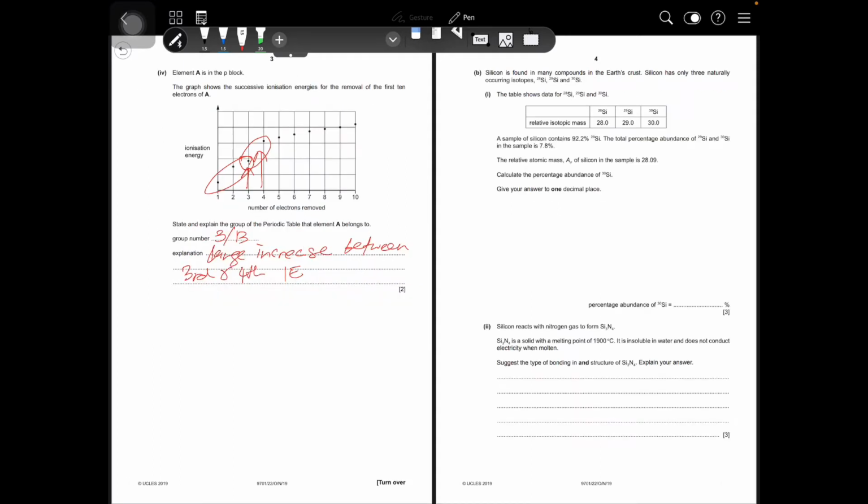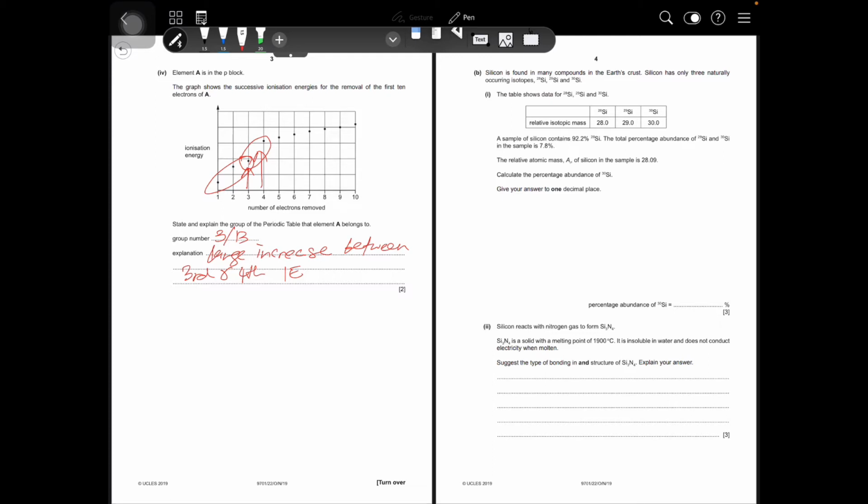So silicon is found in many compounds in the Earth's crust. Silicon has only 3 naturally occurring isotopes, which are given. The table shows the relative isotopic mass of all of the isotopes. A sample of silicon contains 92.2% of silicon-28. The total percentage abundance of silicon-29 and silicon-30 in the sample is 7.8. The relative atomic mass or Ar of silicon in the sample is 28.09. Calculate the percentage abundance of silicon-30.